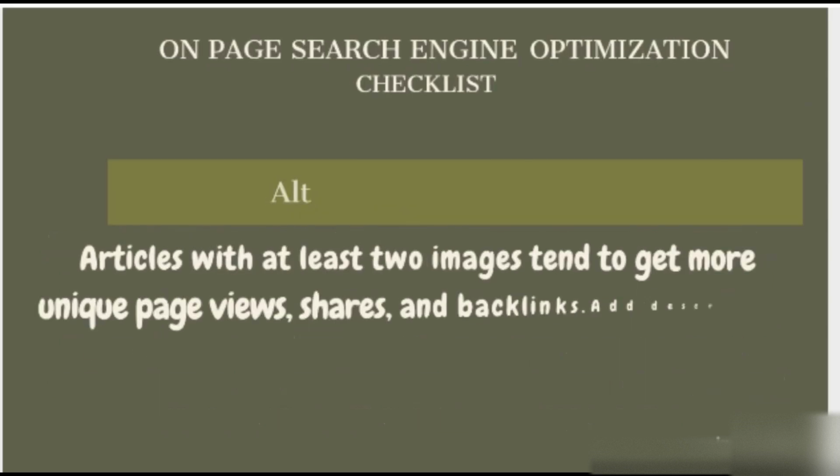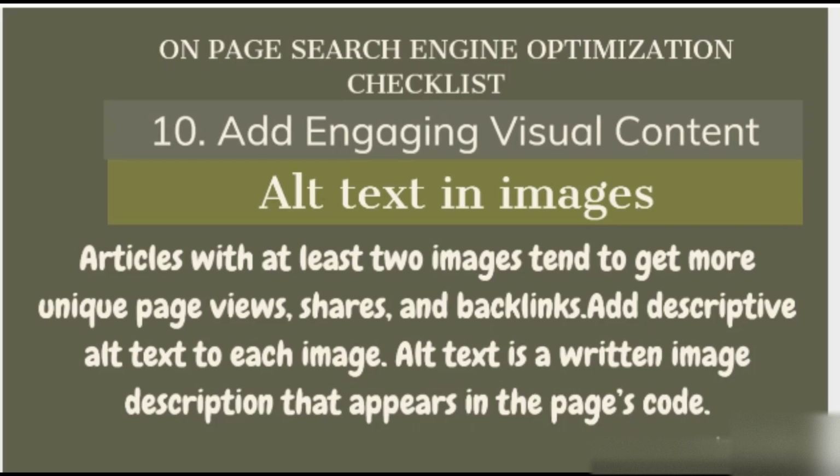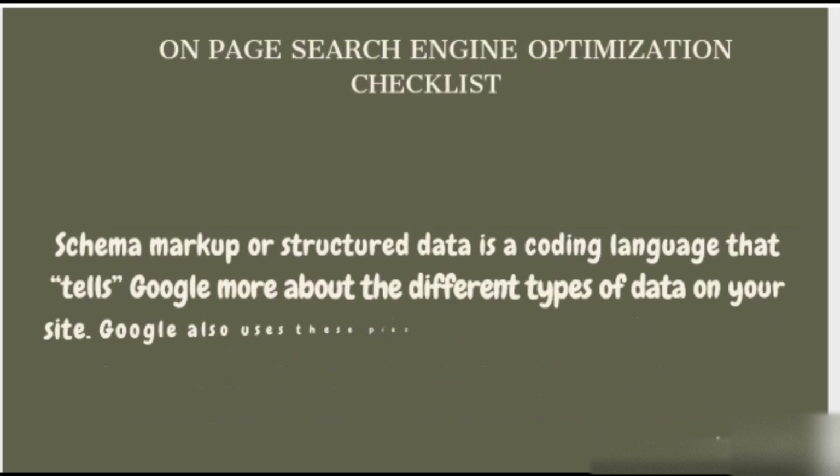Next in the on-page SEO checklist is alt text and images. Articles with at least 2 images tend to get more unique page views, shares, and backlinks. Add descriptive alt text to each image. Alt text is a written image description that appears in the page's code.